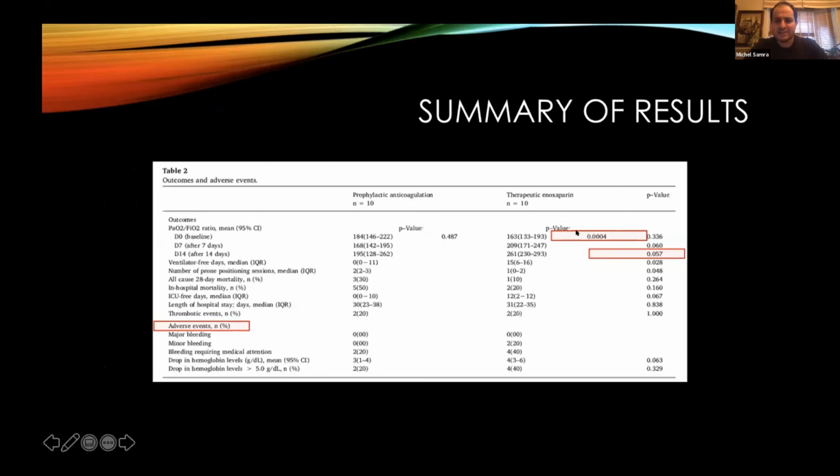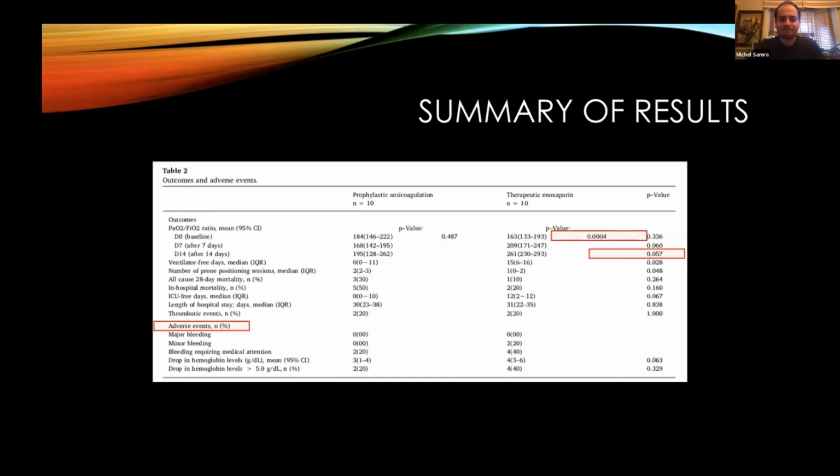What I really just wanted to highlight here is this p-value when we're actually looking at the progression of the PaO2 over FiO2 ratios in the therapeutic group. What I also wanted to highlight, though, is that when you actually compare the 14-day ratio between groups, so this is the 261 versus the 195, there's actually no significant difference. So while you're showing that there is a significant difference in the progression within the therapeutic group, you're not necessarily showing that at the end of the 14 days, there was a significant difference between the ratio of the therapeutic group and the prophylactic group. So yes, there was a progression, but it didn't necessarily show a difference compared to prophylaxis.